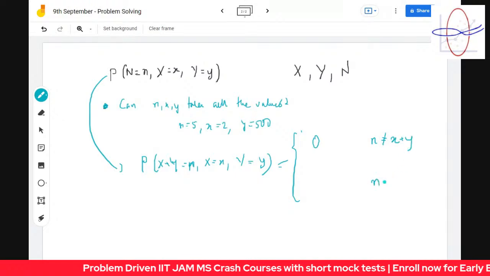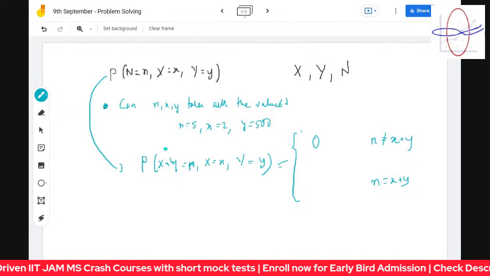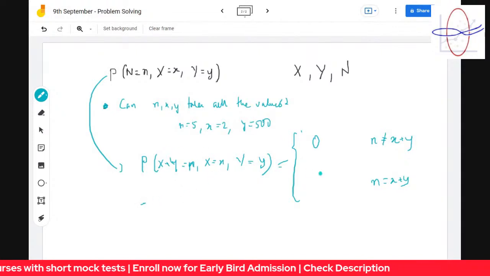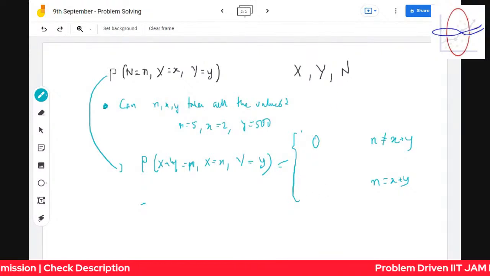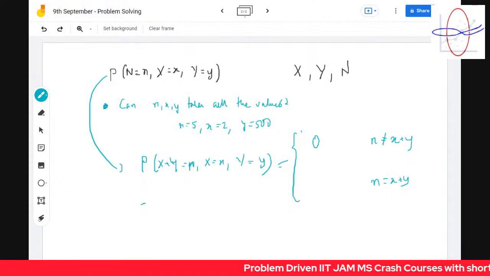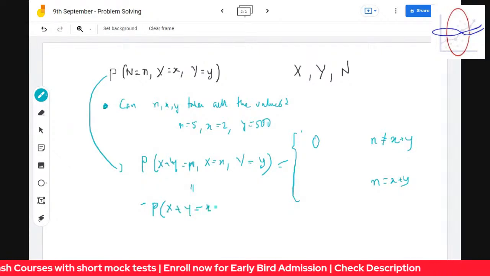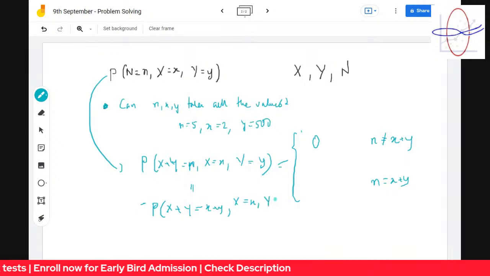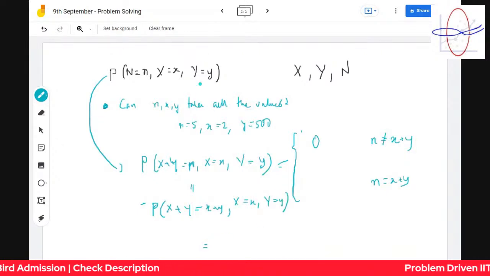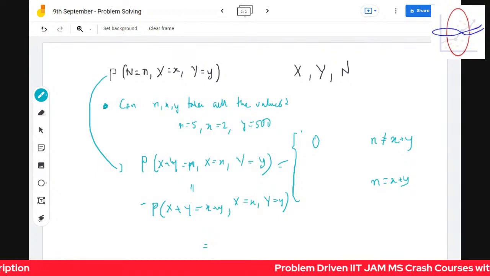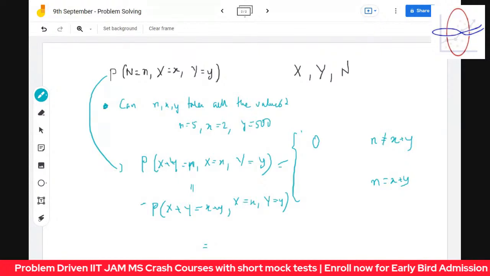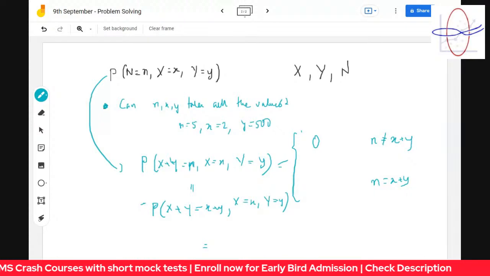So therefore, if n is equal to x plus y, this will be something. So when n is equal to x plus y, can you tell me what this probability is then? If I say probability x plus y is equal to x plus y, comma x is equal to x, and y is equal to y, what is this probability equal to? Can you write it in a simpler format? It's very easy.